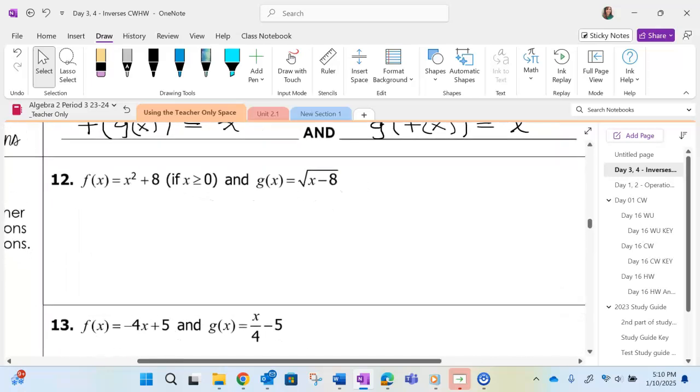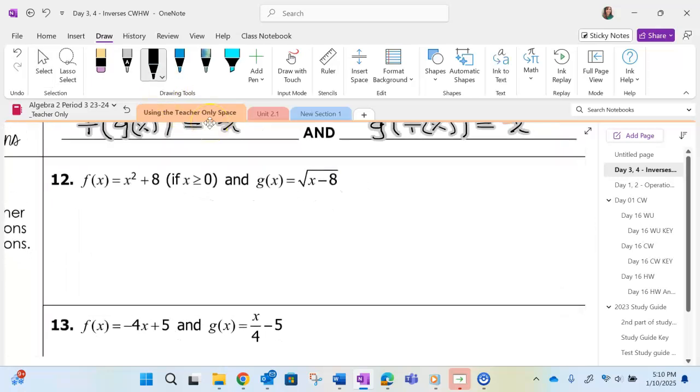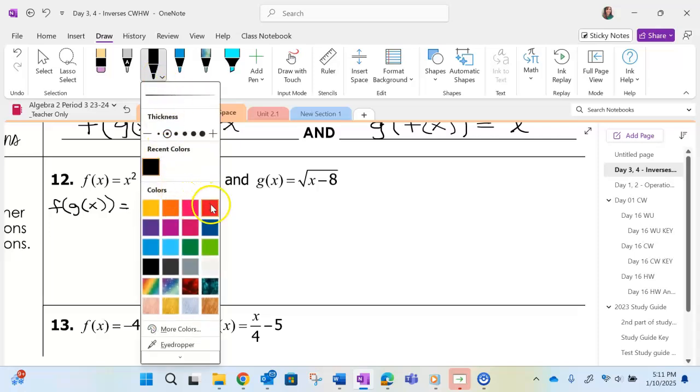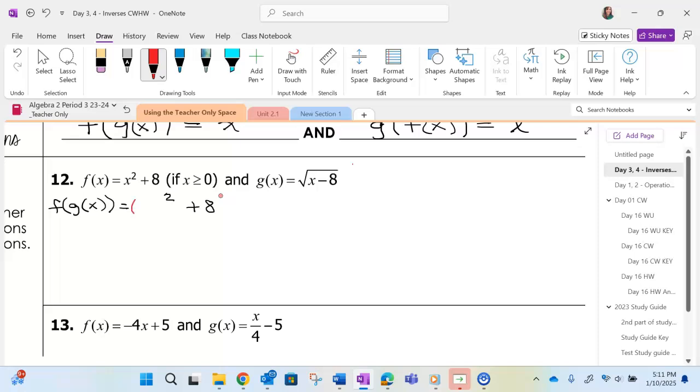Let me give me more room. All right, the first one I'm going to do is I'm going to put g inside of f. Now, we've practiced this already. We've practiced that we're going to write f, because it's on the outside, x squared plus 8. I am going to erase the x, and I'm going to put, let me choose a different color to do this, square root of x minus 8 inside.